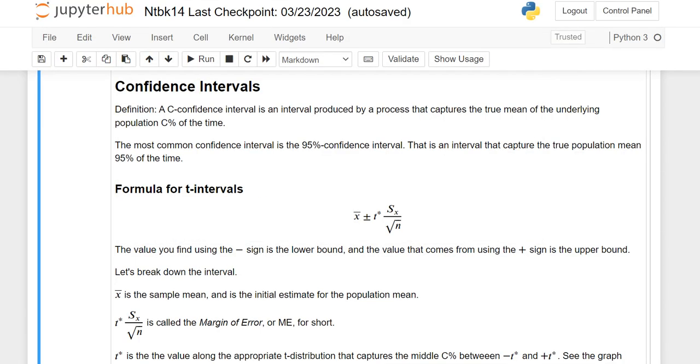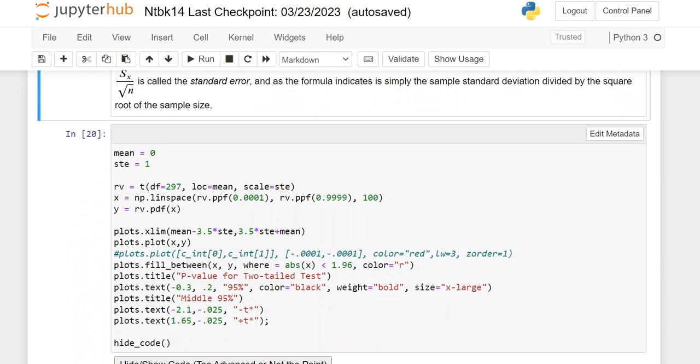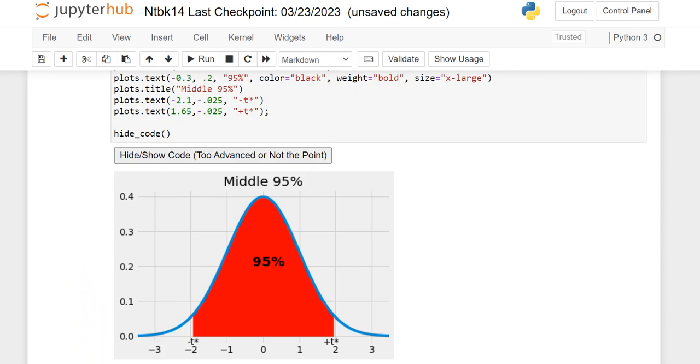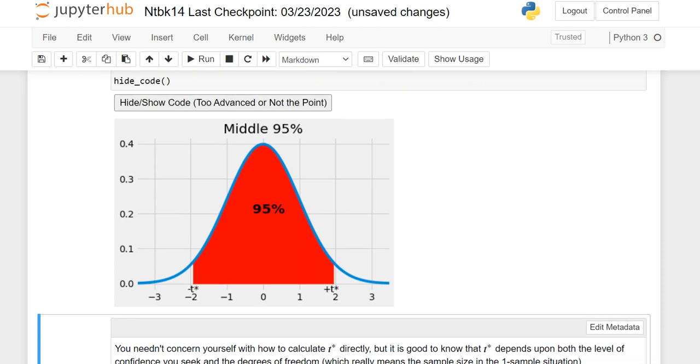Again, here's the formula, but you won't have to do this by hand. And here is the plot that's going to do it. What are we looking at? Here, they're just showing a graphic of what we're doing. So we're calculating an interval that captures the middle 95% underneath this curve. Which means we're leaving 2.5% above and 2.5% below, so we have the middle 95%.